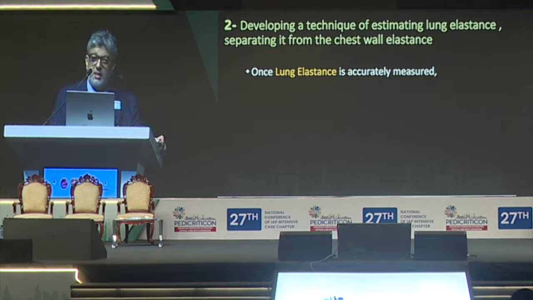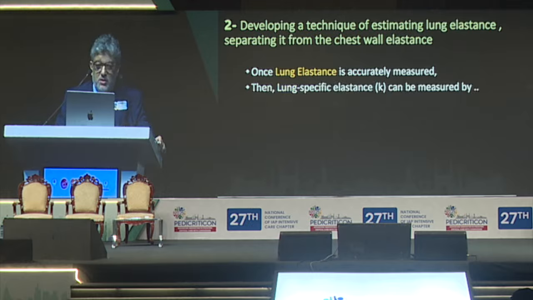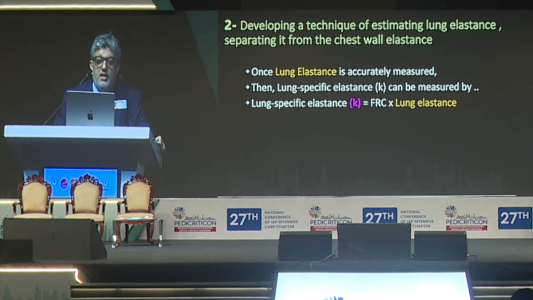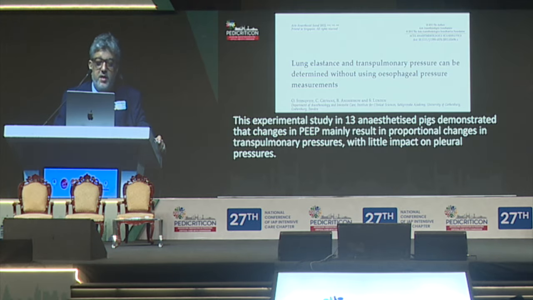And we need to separate this chest wall elastance and lung elastance and measure lung elastance separately. Once we are able to do that, we can measure lung-specific elastance, because lung-specific elastance is lung elastance multiplied by FRC, and FRC, as we already saw, we can measure as VT by the nitrogen multiple wash-in wash-out technique. And once you have lung-specific elastance, we already saw stress is equal to lung-specific elastance multiplied by strain.